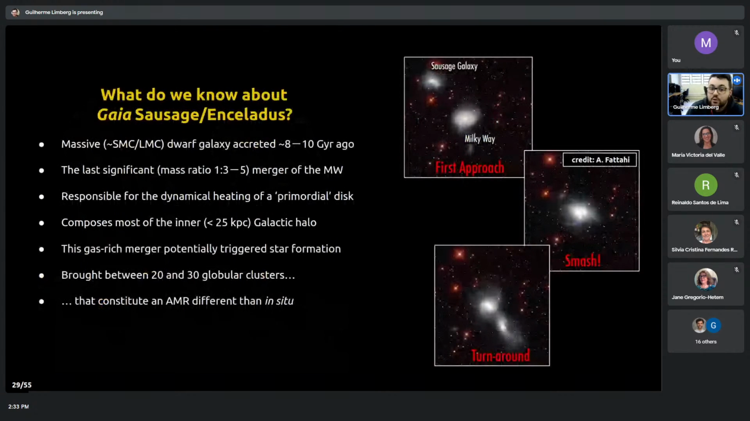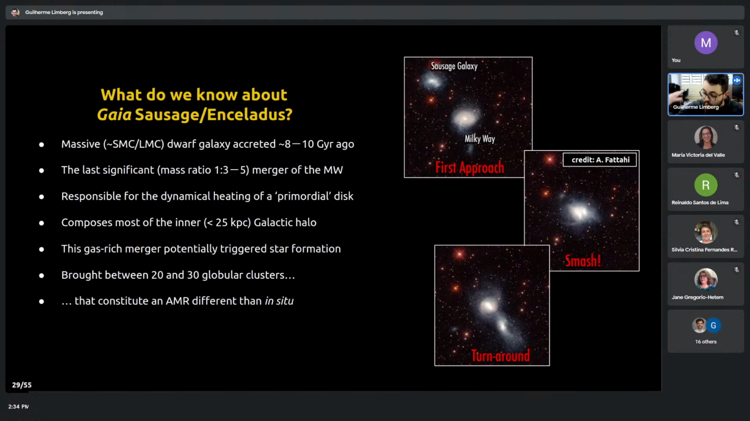Okay, so what do we know about Gaia-Sausage and Enceladus? Let's summarize what we know in order to ask some questions regarding what else we want to know. It was a massive dwarf galaxy accreted between 8 and 11 giga-year ago, let's say 10 giga-year ago. It was as massive as, or in between, the Small and the Large Magellanic Cloud. It is the last significant merger experienced by the Milky Way with a mass ratio between 1:3 and 1:5. It was responsible for the dynamical heating of a primordial disk.